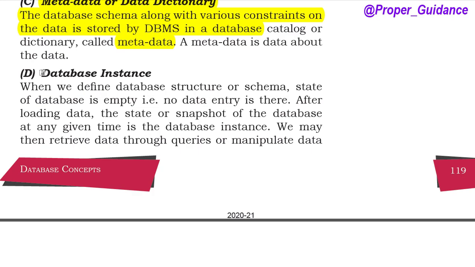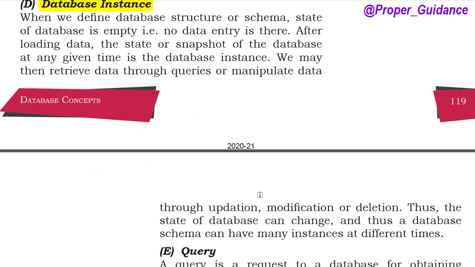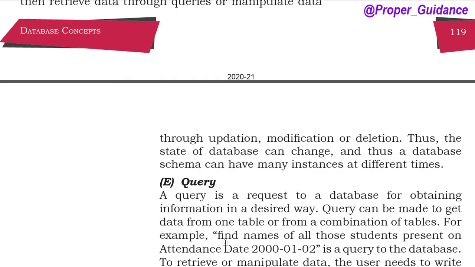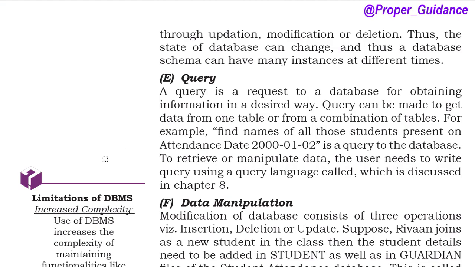And database instance, what do we mean by database instance? When we define the database structure or schema, the state of the database is empty, that is, no data entry is there. After loading data, the state or snapshot of the database at any given time is the database instance. We may then retrieve data through queries or manipulate data through updation, modification or deletion. Thus, the state of the database can change, and a database schema can have many instances at different times.